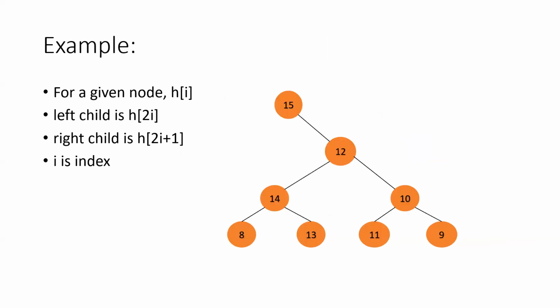Now here, for a given node h of i, here h indicates the array, and n the total number of nodes in the given weak heap. The left child is h of 2i, i is the index, so 2 into 0 is 0. So at the 0th index, it doesn't have any left subtree. And coming to the next thing, the right child is h of 2i plus 1. So if we take the 0th index, h of 2 into 0 plus 1, it's 1. h of 1 has both a left subtree and also a right subtree.